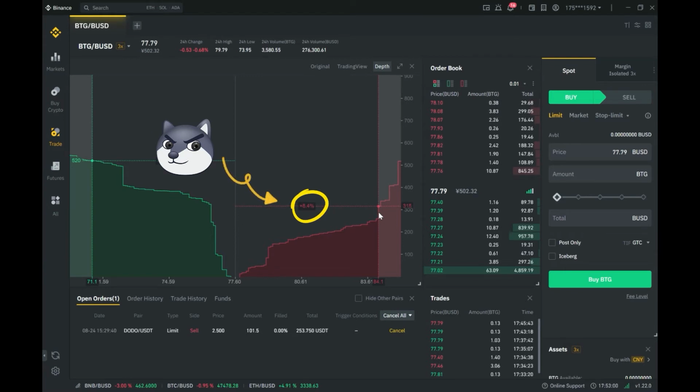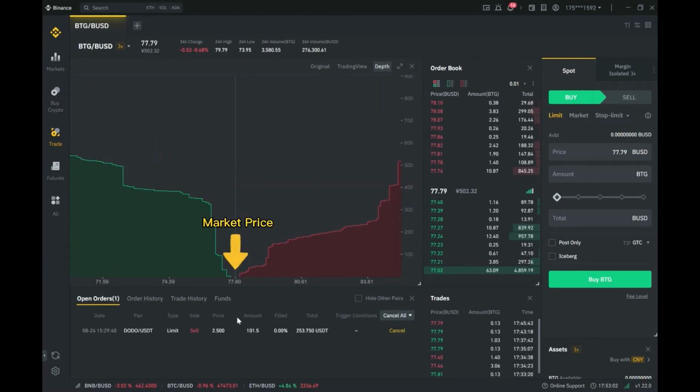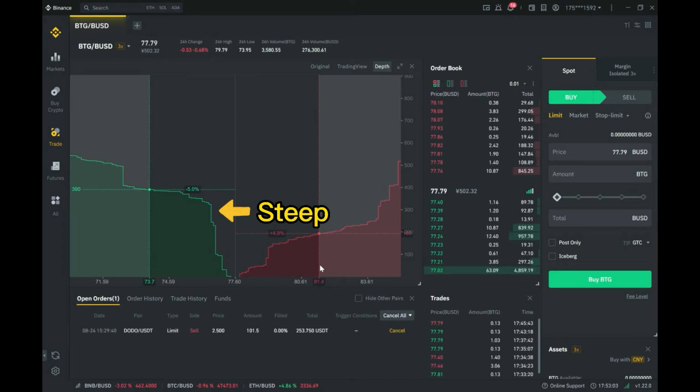It is not hard to notice that the buy order depth curve is steeper than the sell order depth curve, meaning that the bid side liquidity is more concentrated near the market price, while the ask side liquidity is more spread out across the price range, and hence the slippage difference between the bid and ask side.